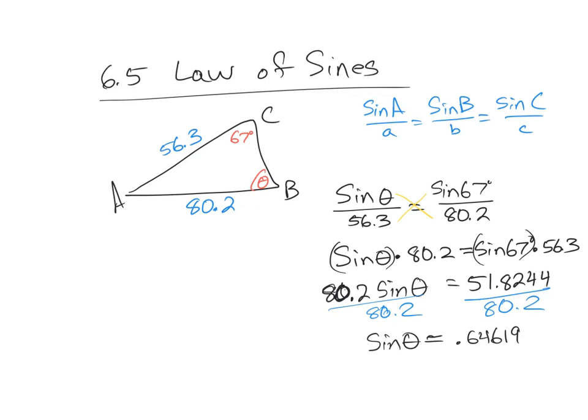Now the problem is that's not your degree. How do I get theta by itself? How do I remove the sine? Yeah, the inverse. So the arc sine of 0.64619. And theta then equals 40.3 degrees. Okay?